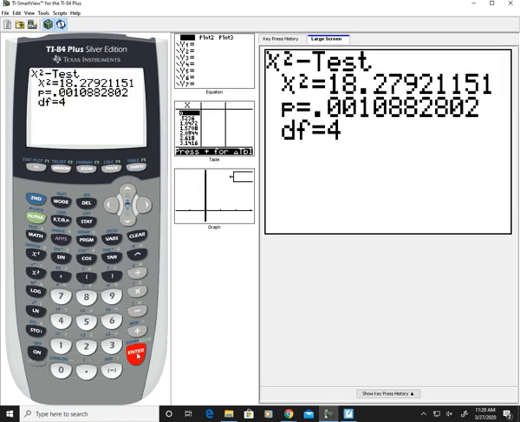And it actually does generate the degrees of freedom for you, but it tells me that the sum of the chi-squareds was 18.279.